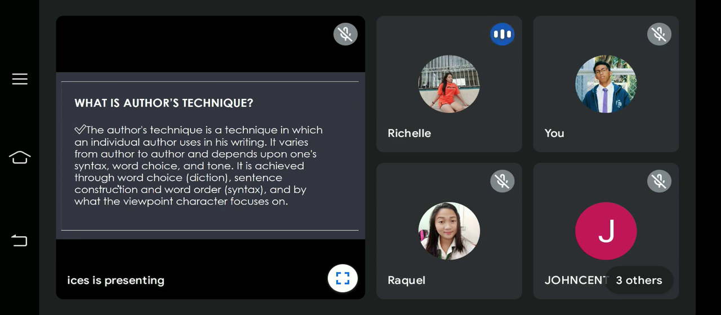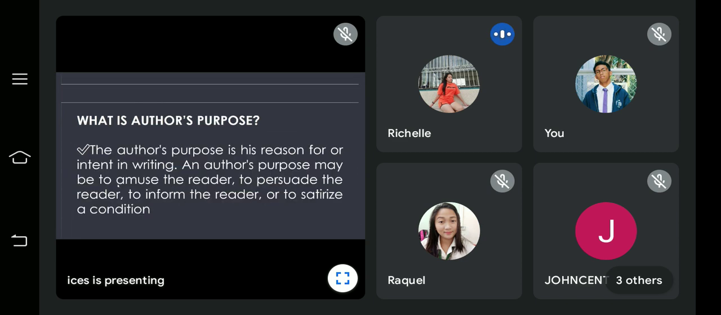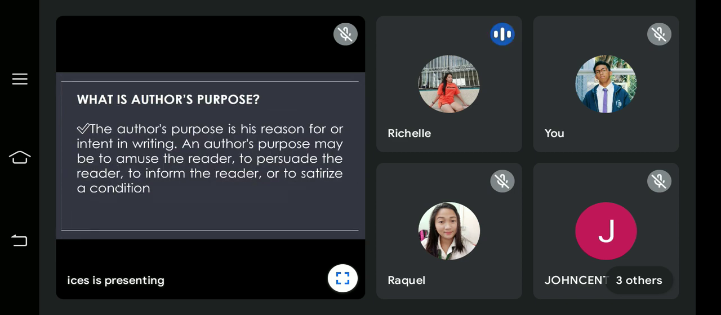So now that we already know about the author's tone, mood, and technique, let's now move on to the author's purpose. So, who has an idea about the author's purpose?